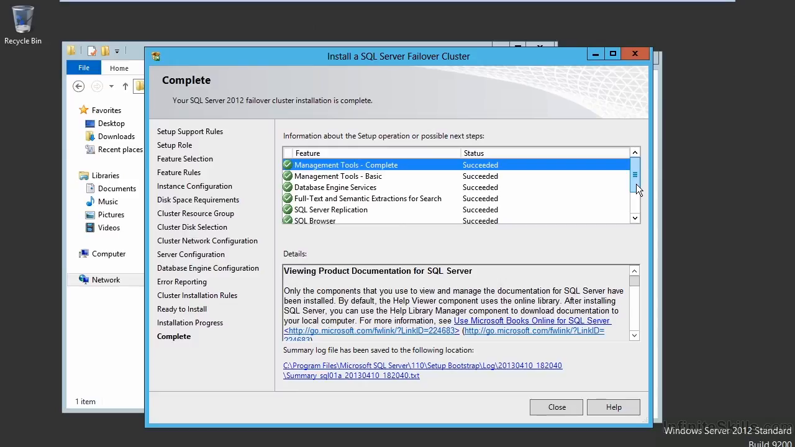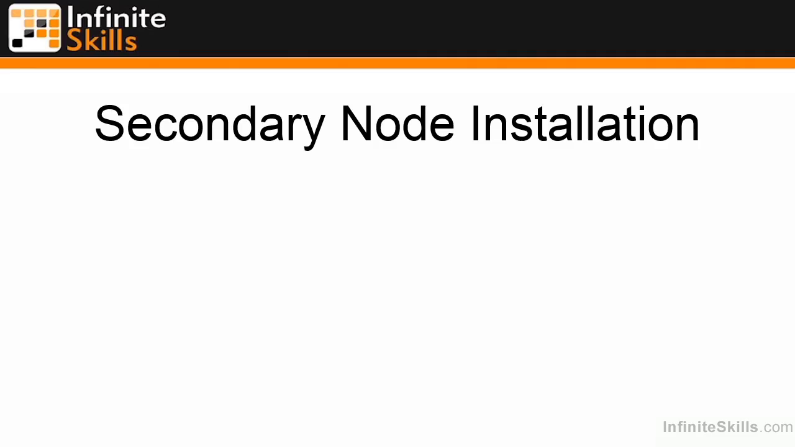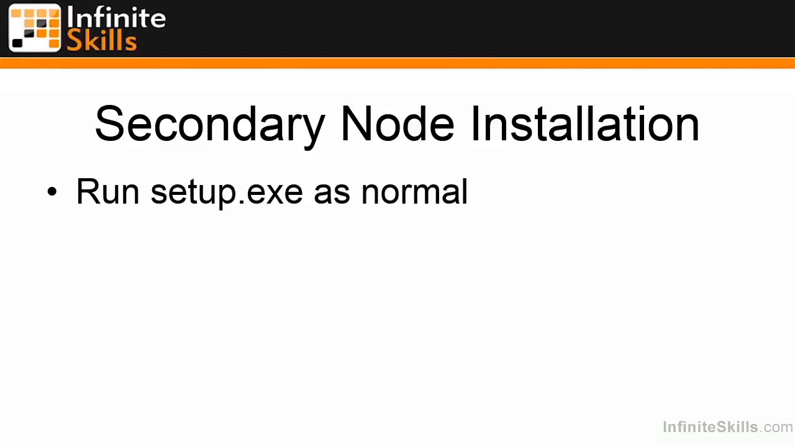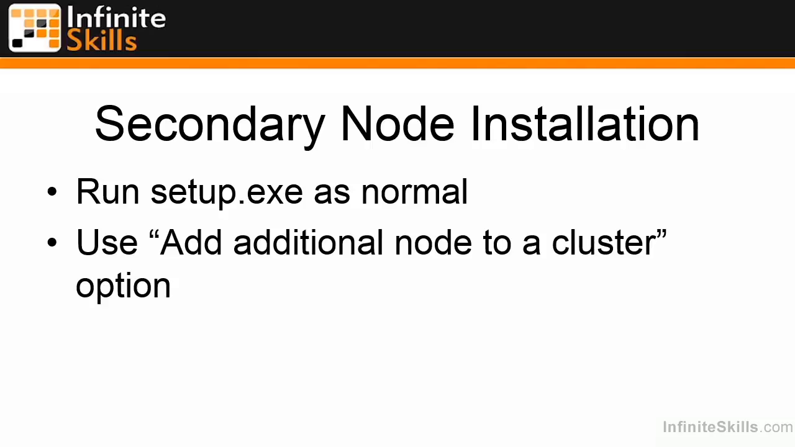Let's go ahead and jump back into the slides. Then we'll take a look at another demonstration on how to install that second node. So to do the installation on the second node, or any additional nodes if you're going to go for a 3 or more node cluster, you start by simply running setup.exe as normal. When you get to the installation menu, instead of clicking to install a new failover cluster instance, you're going to click the Add Additional Node to a Cluster option.